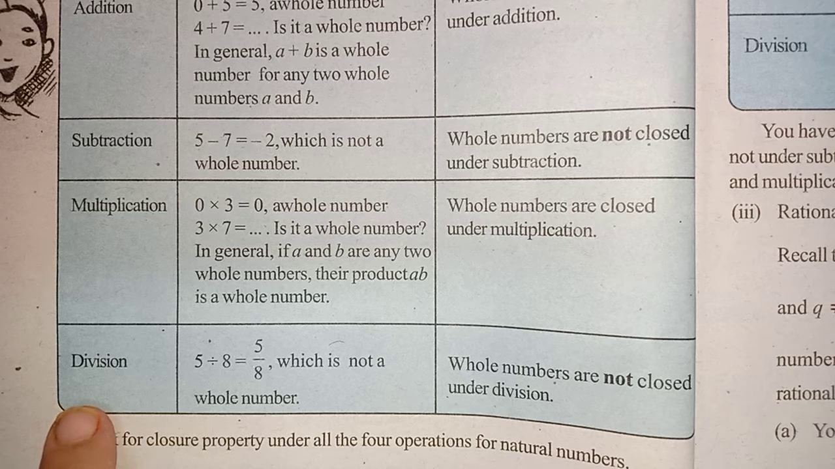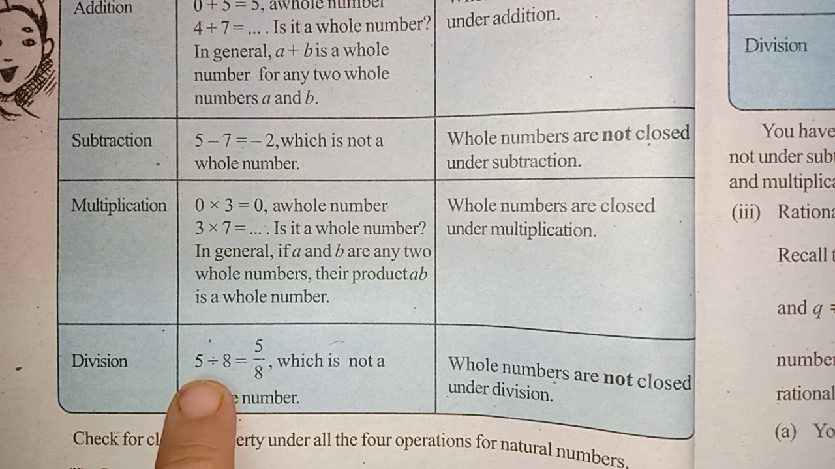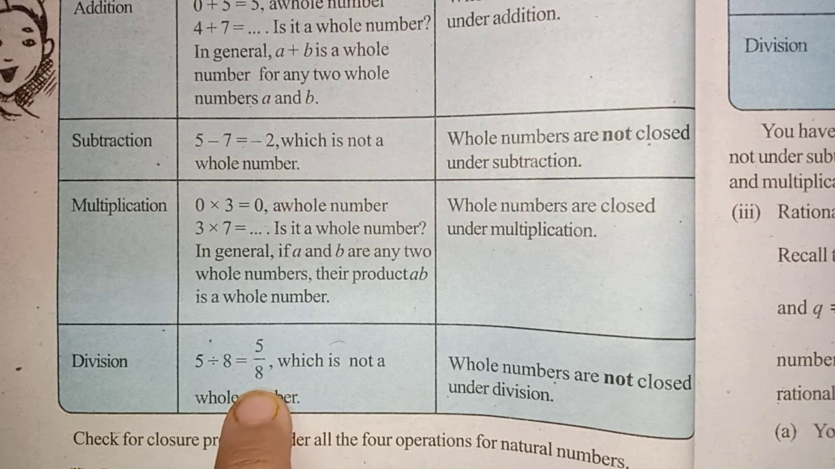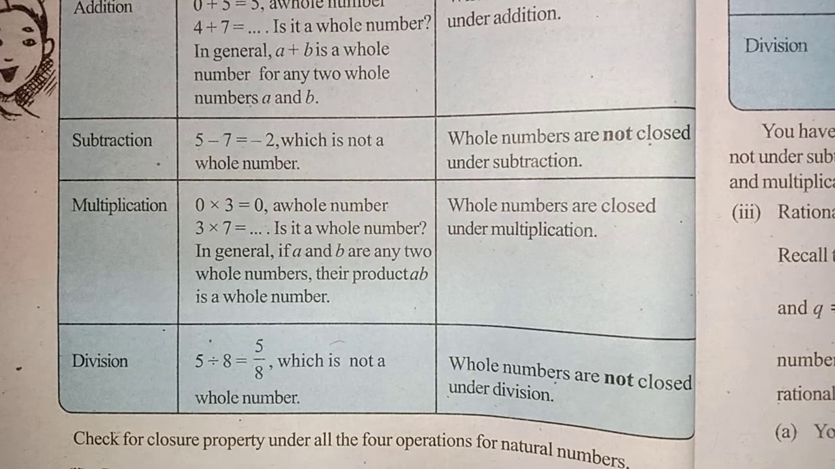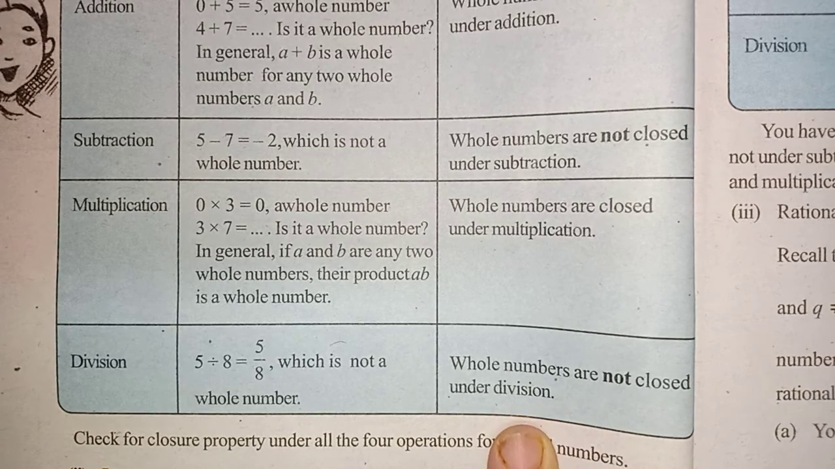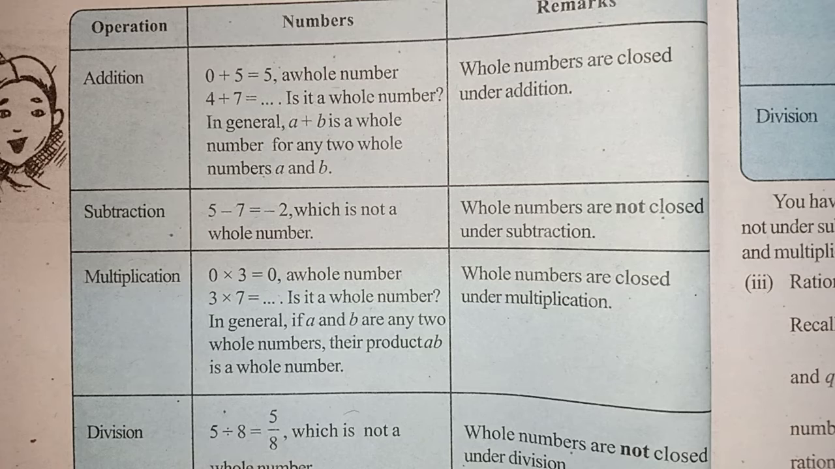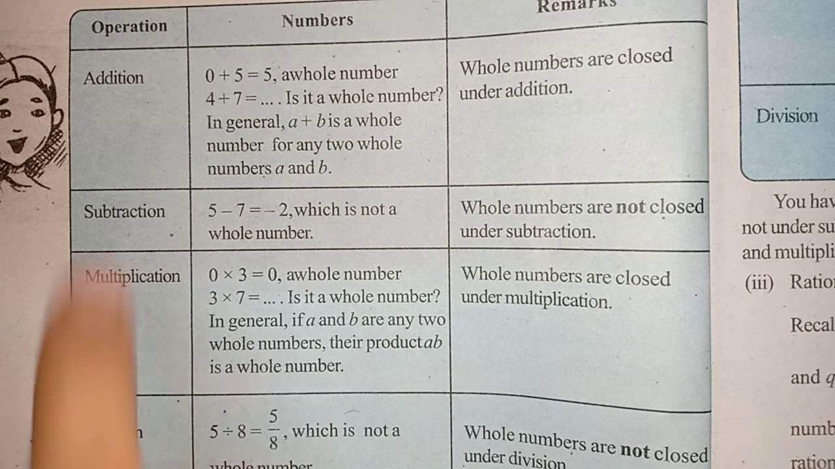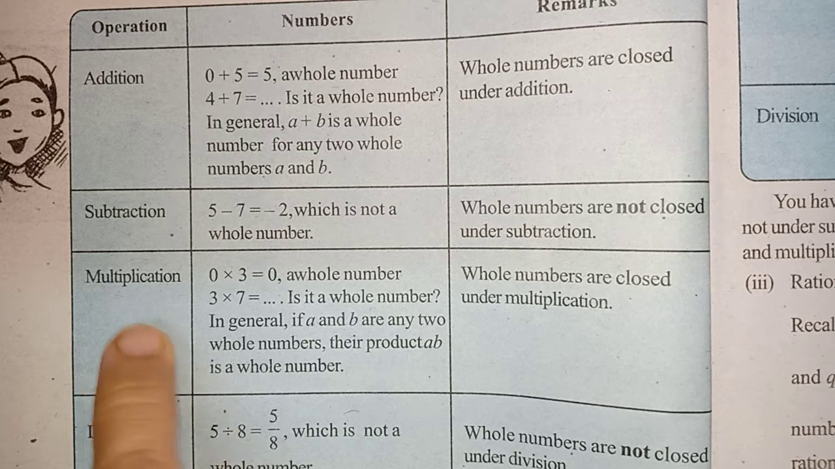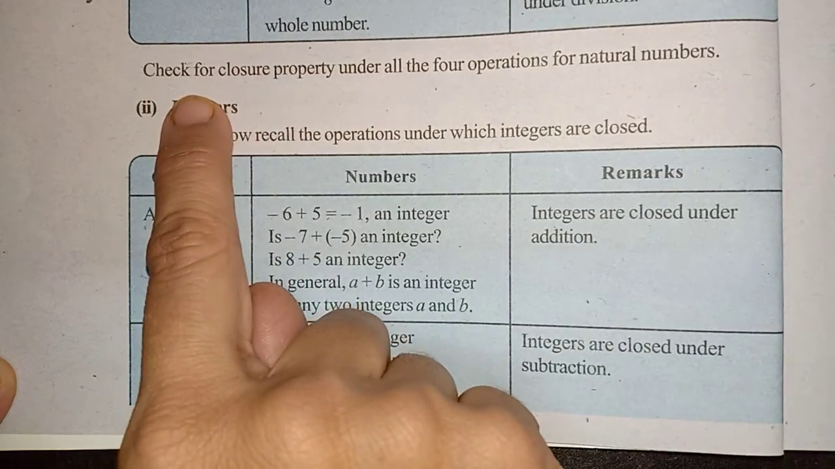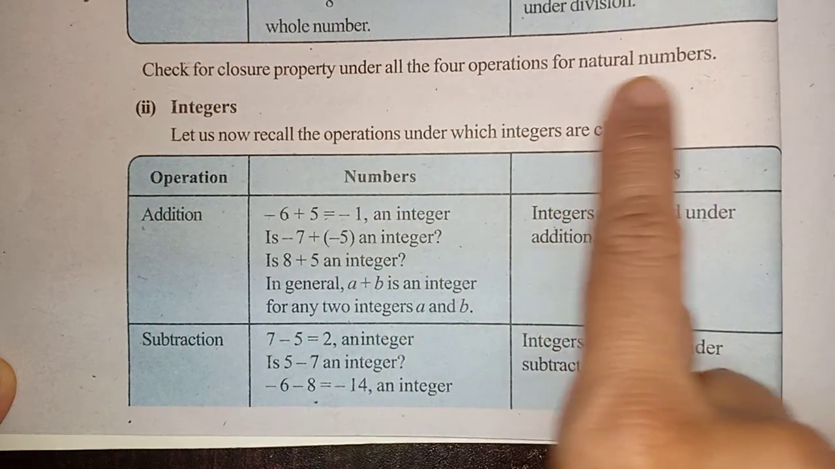And the last operation is division. 5 divided by 8. We can write it this way also, which is not a whole number because when we divide 5 by 8, we never get the answer as a whole number. So whole numbers are not closed under division. So let's revise. For whole numbers under the closure property, only addition and multiplication are closed. Okay. Check for the closure property under all the four operations for natural numbers.